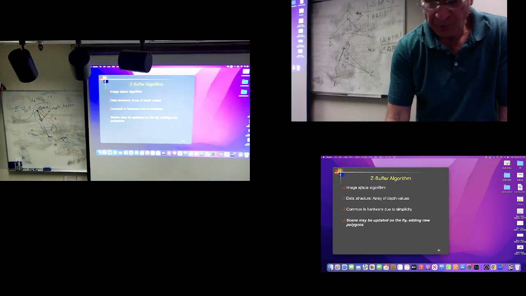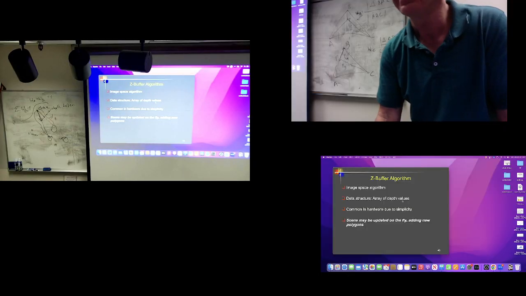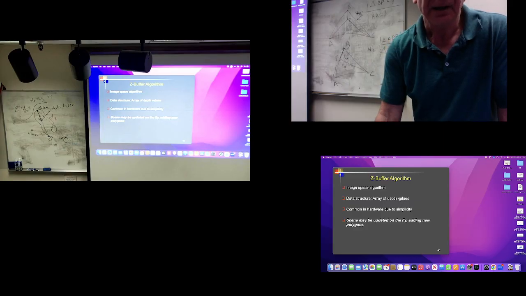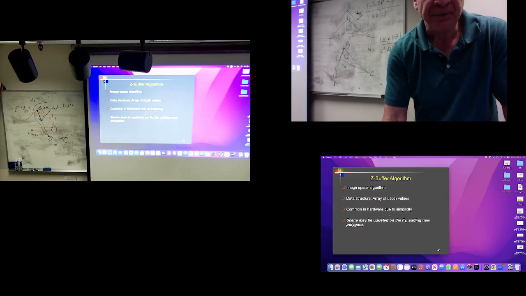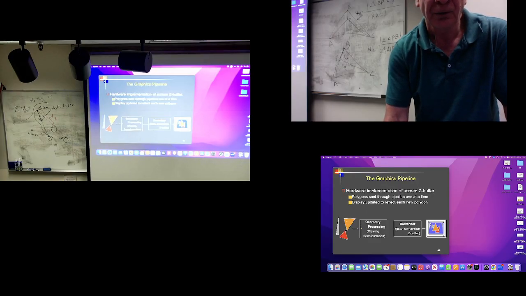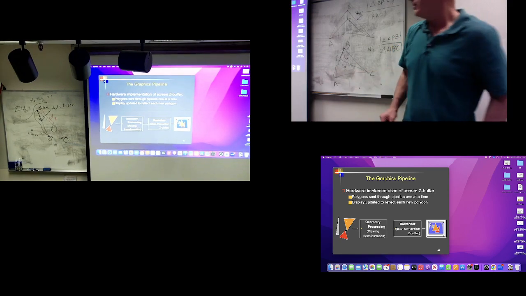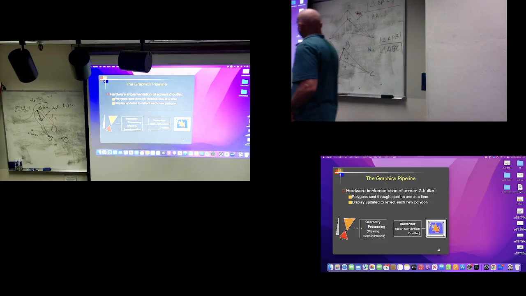Okay, more with the Z-buffer algorithm. So the data structure: we have an array of depth and one array of colors, common in hardware. Updating with new polygons: as we said, if you have one more polygon, go with it. No problems. Yeah, let's continue. It's a good point.